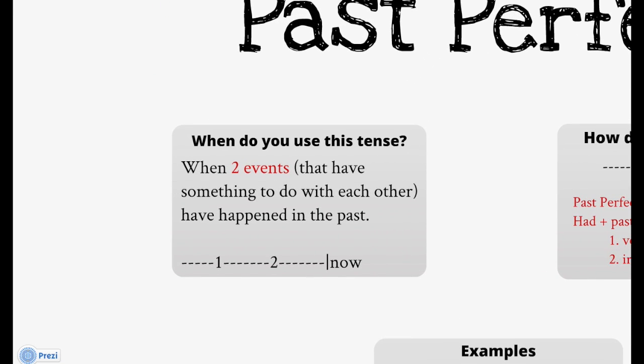So, when do you use this tense? When do you use past perfect? You use the past perfect when there are two events that have something to do with each other that have happened in the past. Now, it is important to know that these events did not happen at the same time. So they happened after each other.